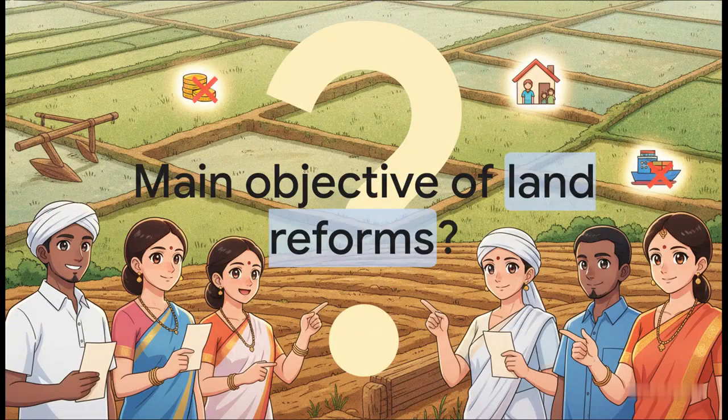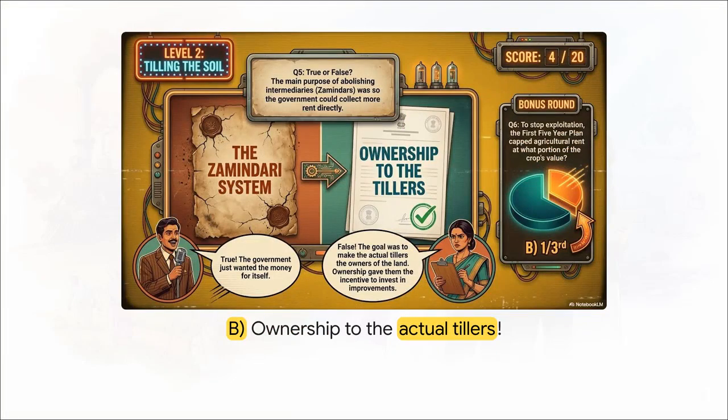Moving right along into level 2, tilling the soil. The agricultural sector desperately needs your attention. What was the absolute main objective of land reforms during this era? Was it A, to increase taxes, B, ownership to the actual tillers, or C, to increase imports? The pressure's mounting here. Lock in your guess right now. And the correct answer is B, ownership to the actual tillers.